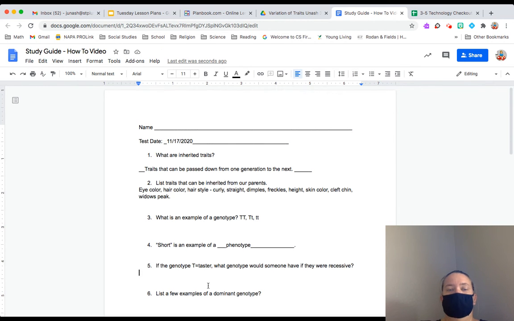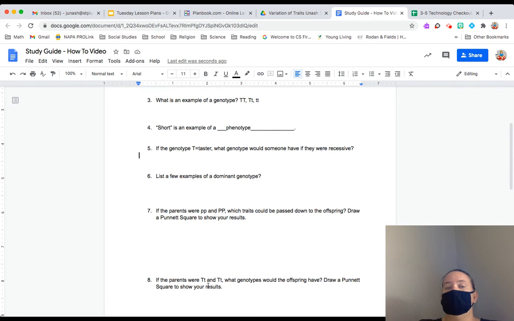Number 5. If the genotype T equals taster, what genotype would someone have if they are recessive? Well, remember, there are 2 types of genes. One is dominant and one is recessive. A dominant trait is bossy. We represent those bossy genes by giving them capital letters. Recessive genes aren't bossy. We give them the lowercase letters. Remember, for a gene to be recessive, it has to have 2 little letters. So in this case, it would be little t, little t.